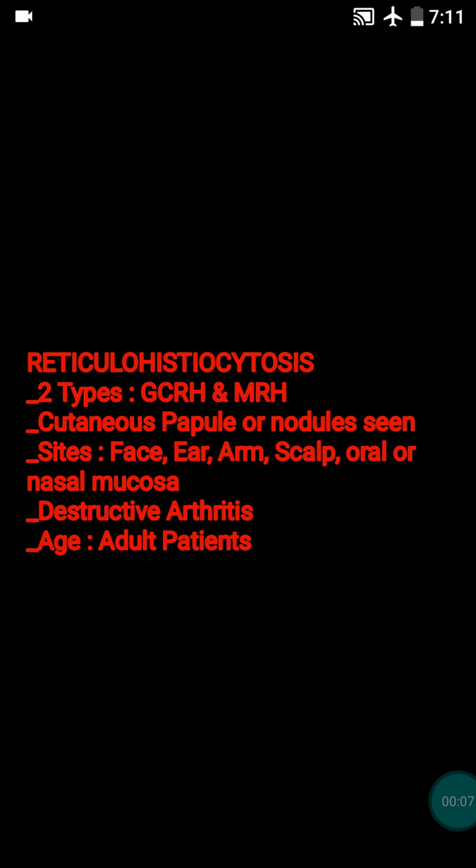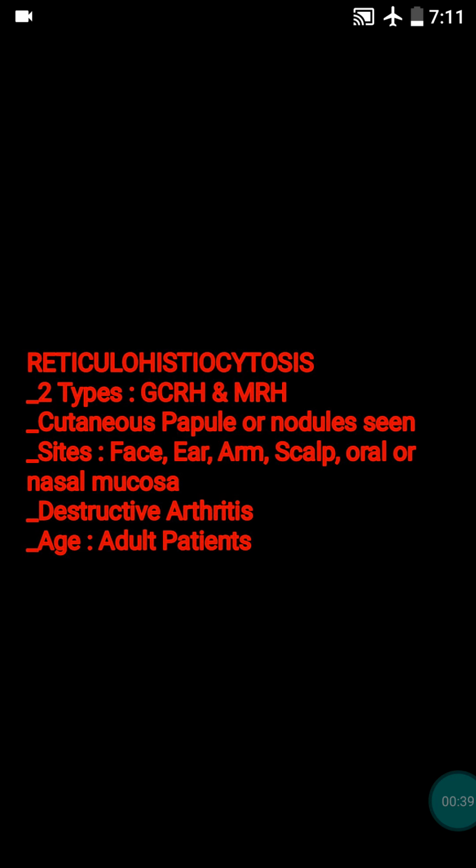Reticulohistiocytosis. So what is reticulohistiocytosis? The name itself suggests histiocytosis, meaning obviously there is a presence of tissue macrophages, right? They are called histiocytes. So there will be abundant macrophages. That's why the name of this tumor is given as reticulohistiocytosis. It can be of two types: giant cell reticulohistiocytosis or multicentric reticulohistiocytosis.